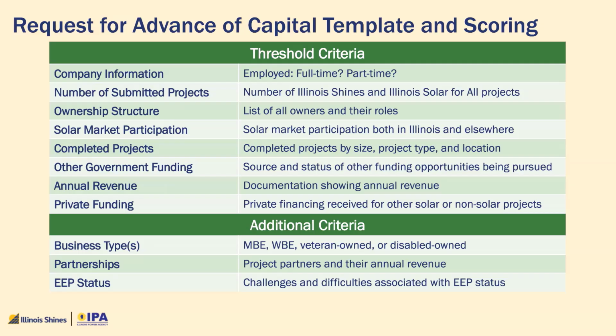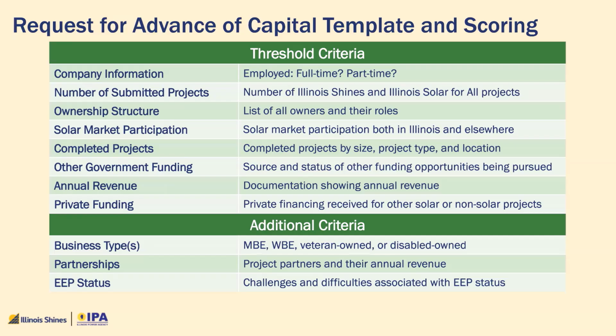If the EEC doesn't demonstrate a need for advance of capital based on evaluation of this criteria group, they will not receive an advance. This criteria includes company information, which requires stating your company's number of staff. The scoring criteria of this criteria is weighted in favor of small companies.